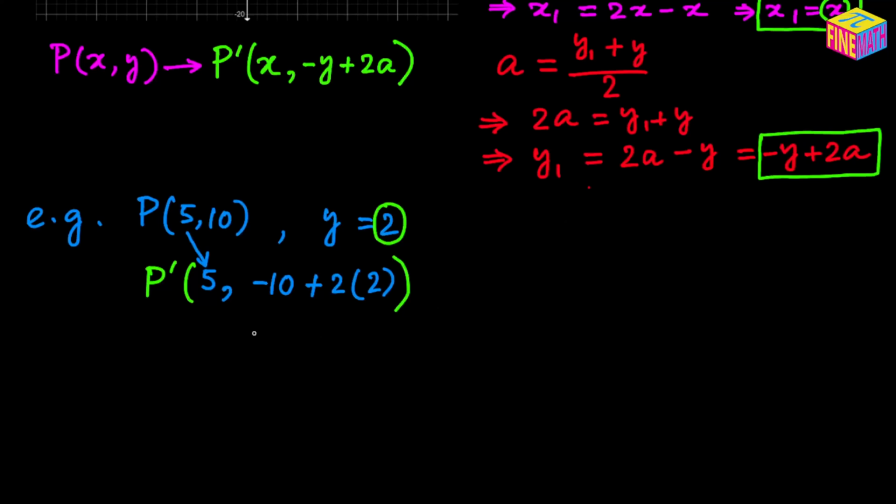If we simplify it, our P prime will have the coordinates 5 comma, negative 10 plus 2 times 2, that is 4, so that would be negative 6. So the coordinates of the image would be 5 comma negative 6.